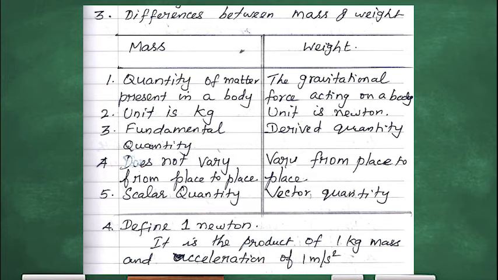Then next will be define 1 Newton. Force formula: as per Newton's second law we have learned that force is equal to ma, where m is for mass and a is for acceleration. Then mass will be 1 kg and acceleration will be 1 meter per second square. Then you write: it is the product of 1 kg of mass and acceleration of 1 meter per second square. Then with that the answer comes.